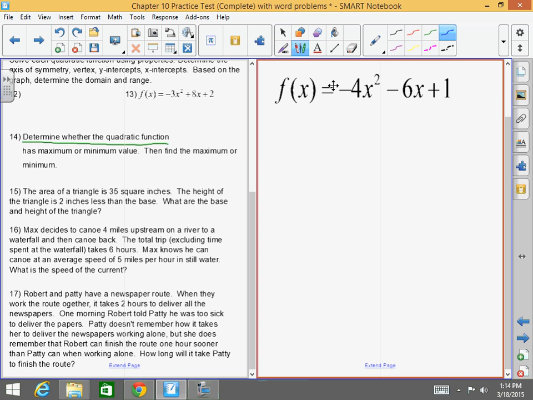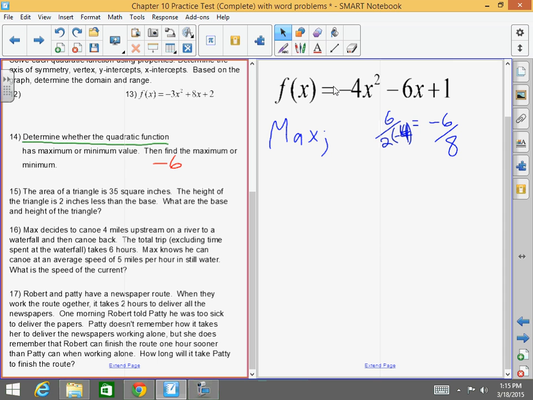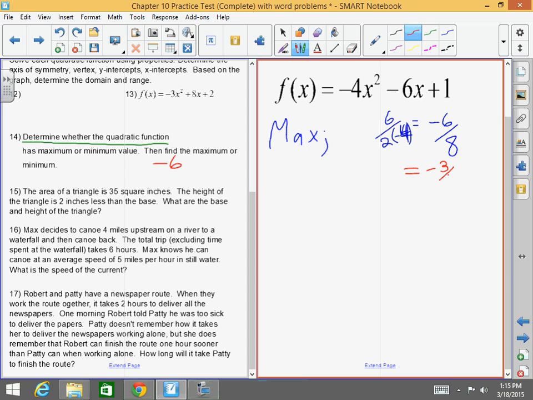First of all, it's going to be a maximum because it's negative. It's going to be pointing down. So you have a max. You have to find your vertex. The max value is the y value of the vertex. So negative b over 2a. That's going to be negative 6/8. Negative 6/8, which equals negative 3/4.